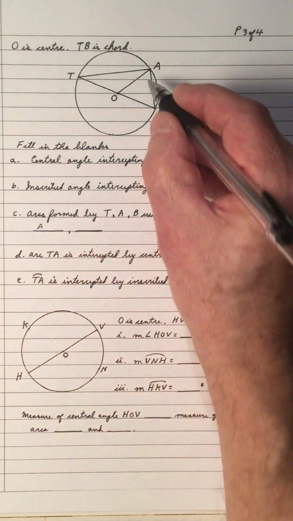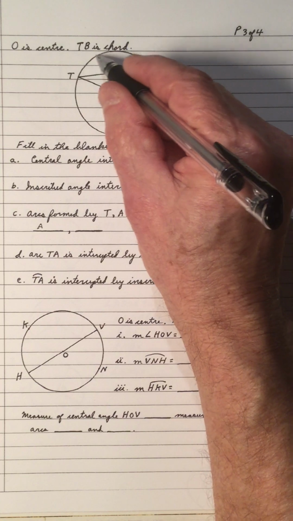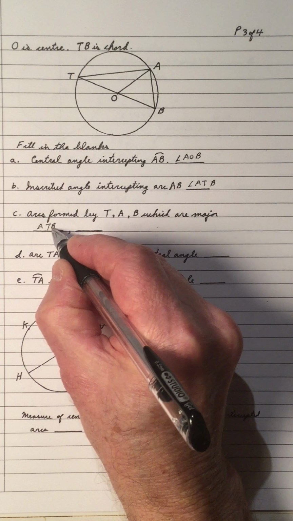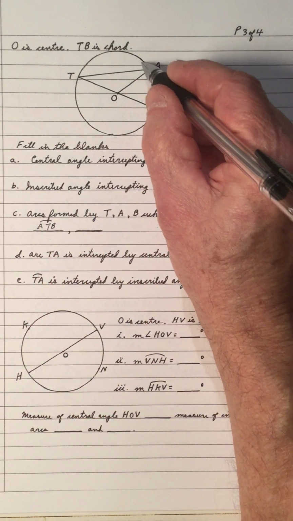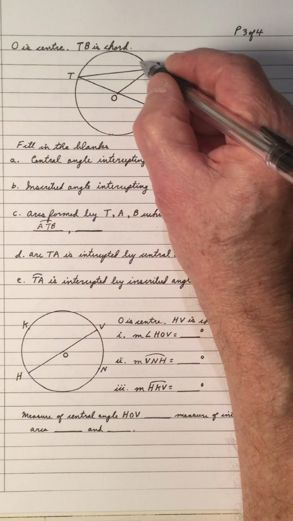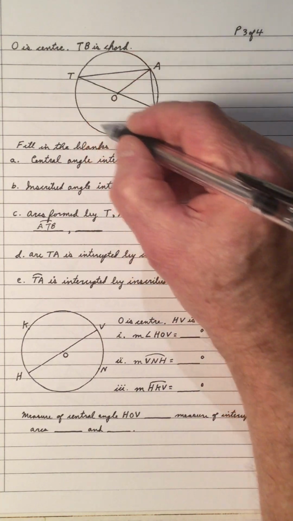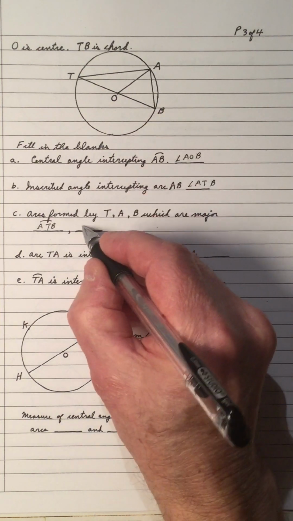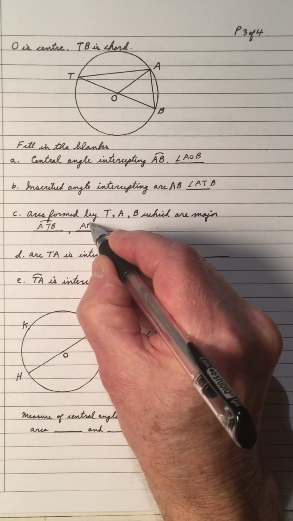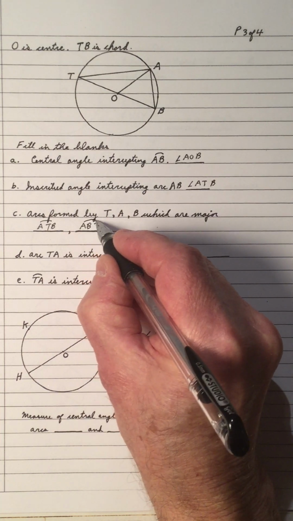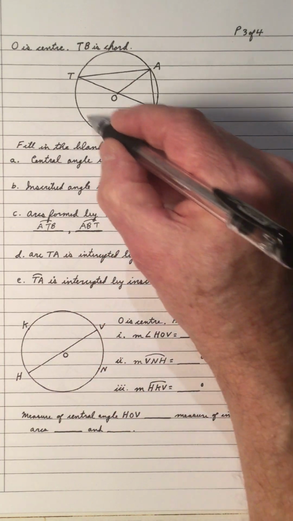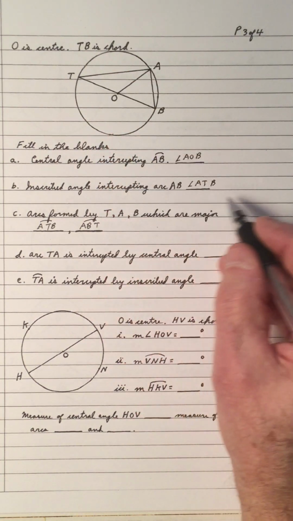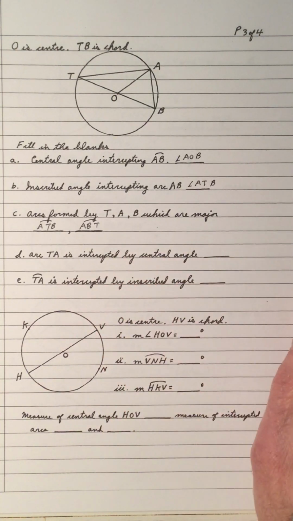You could go from A all the way around like this, ATB is a major arc, because you leave A and go all the way around. That's 180 here, so when you go this much plus 180, you get a major arc. Another major arc, we can go the other way: A, B, T is a major arc. There's the 180 here, so when I go this much, this is a major arc made up of these three letters.